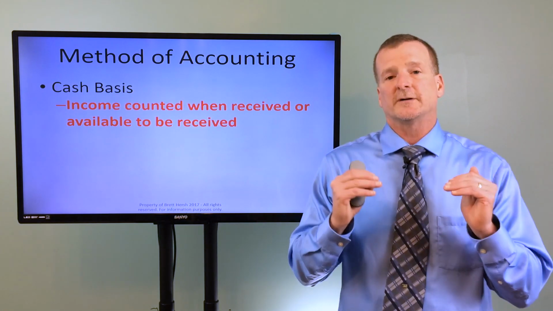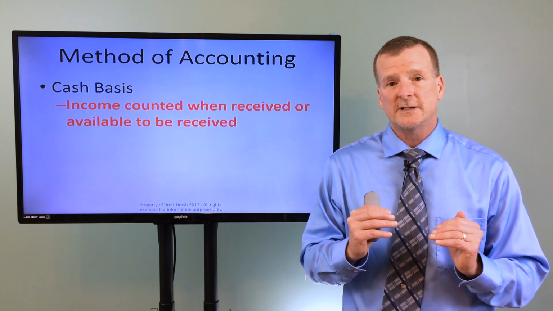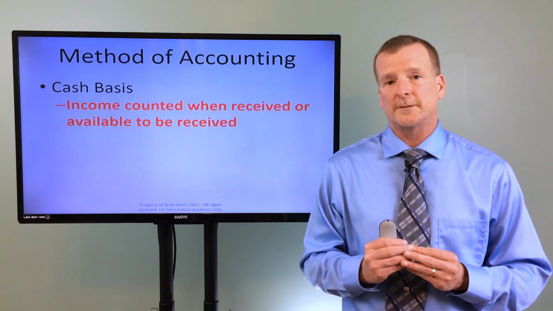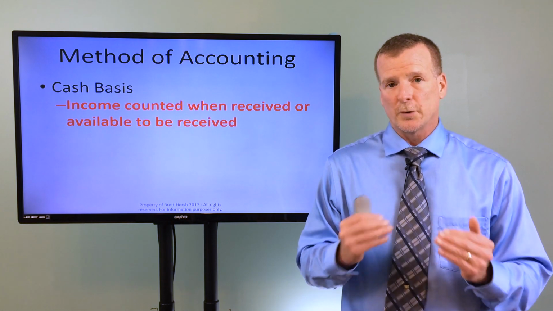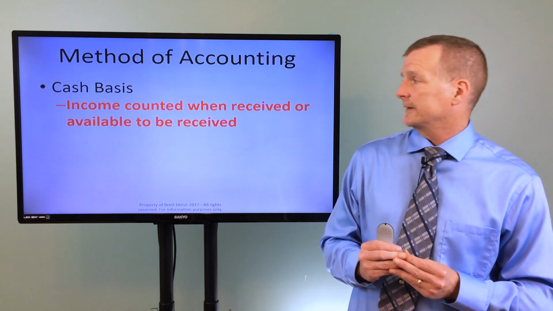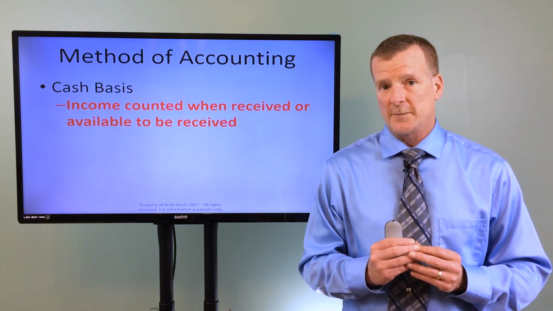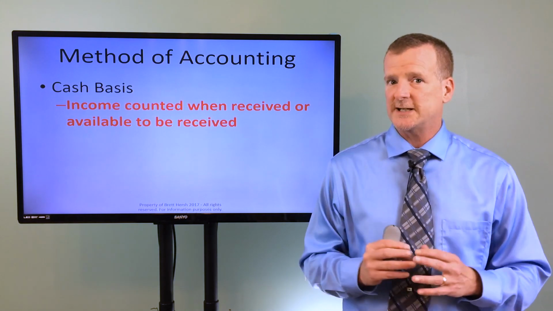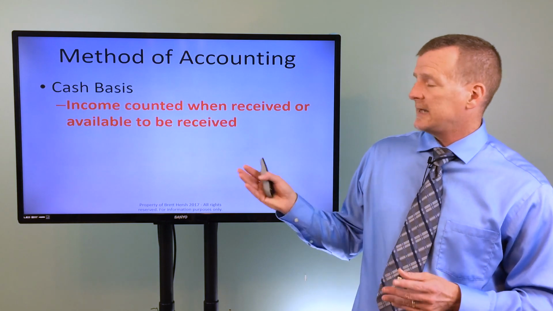Let's look at it in the terms of a real estate agent. Basically, it's going to be when you receive your commission check from your broker or it's available for you to pick up from your broker. That's going to be like 90% of where your income is going to be coming from, if not more than that. It's going to be those commission checks. That's what you're after. And that's when you count it.